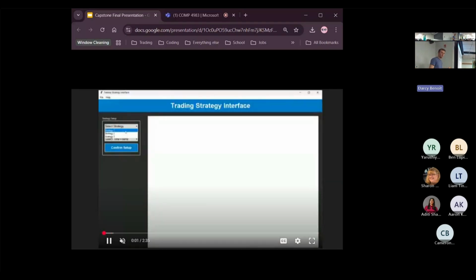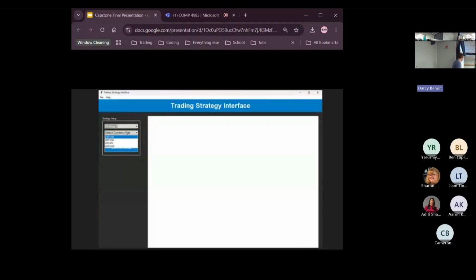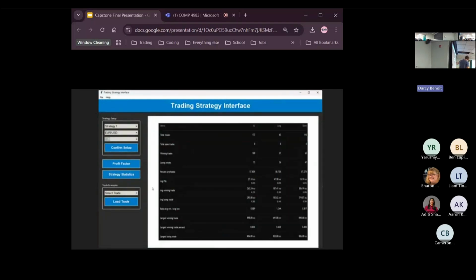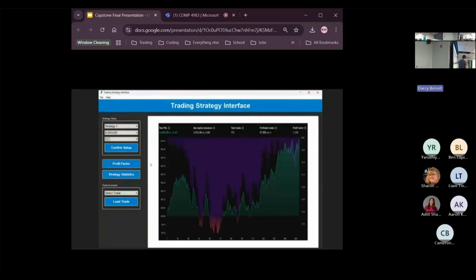And here, I made a framework for testing the strategy. So there are multiple strategies, and this is the data analysis of the strategy that I ended up finally implementing, or at least this variation of it. And I have the strategy statistics, profit factor, and then a list of trades here.